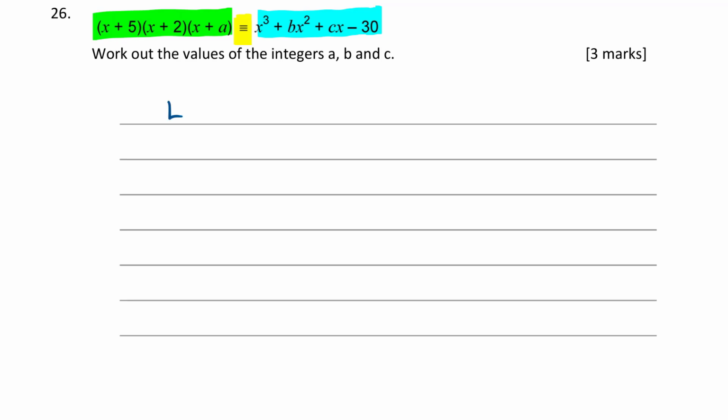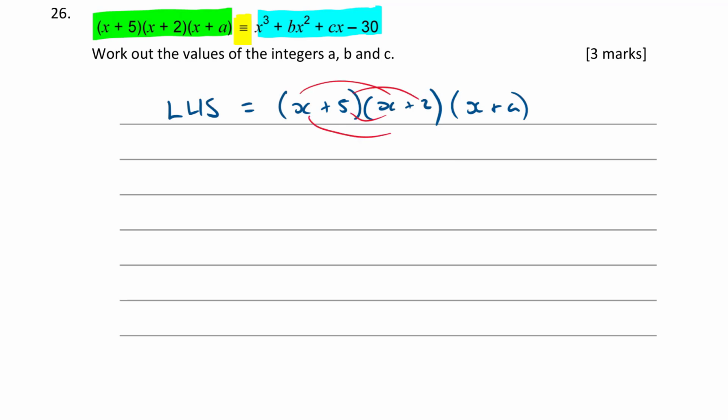So let's take the left hand side, LHS, it's a little handy abbreviation. So the left hand side is x plus 5, x plus 2, x plus a. Okay, now we're going to take 2 of these brackets and we're going to multiply them out using FOIL. It doesn't really matter which way around you're going to do it. I'm just going to start with the first 2 first. So that times that, that times that, that times that, that times that. And then we're going to leave the second bracket alone for now, so that just stays as it is.